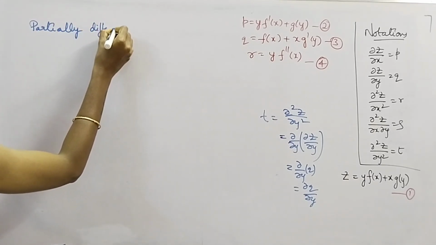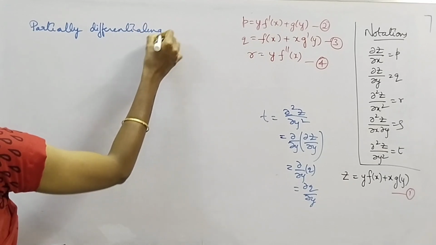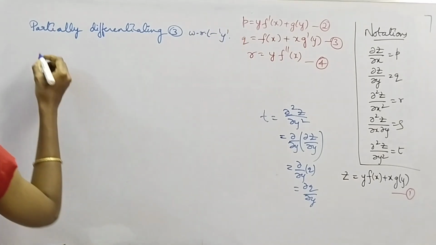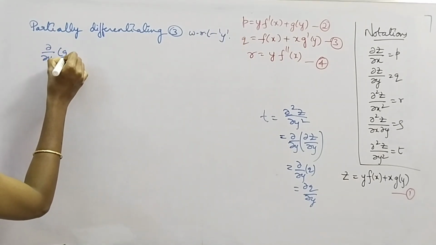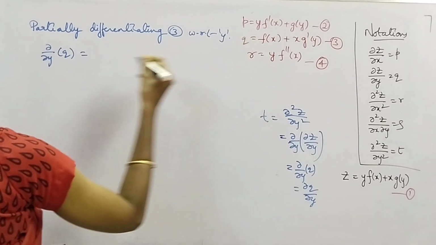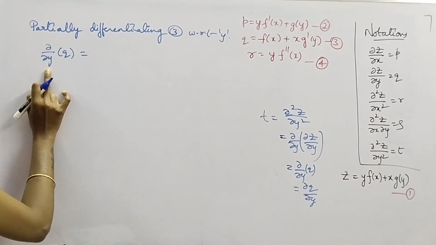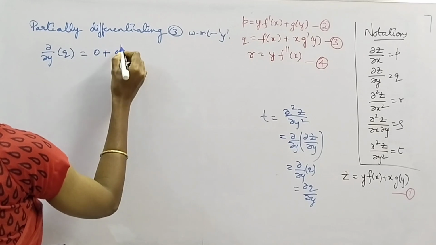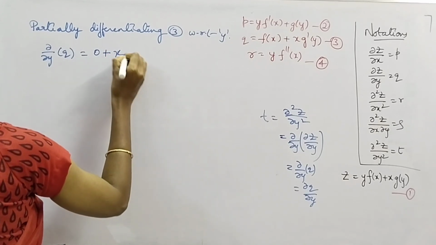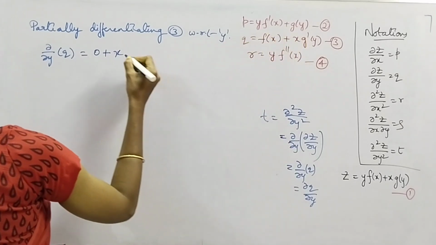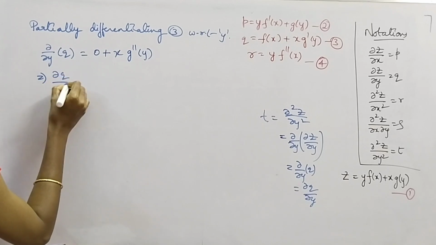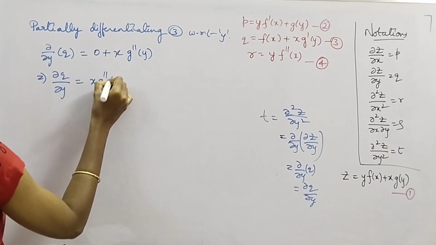Right, now let's partially differentiate q with respect to y. Partially differentiating q, that is equation number 3, with respect to y. Just apply ∂/∂y on both sides of equation 3. Here we are partially differentiating with respect to y, so we'll treat x as constant. So the partial derivative of f of x with respect to y is 0, plus constant, here x is constant, x into the partial derivative of g' of y with respect to y, which is g'' of y. This gives us ∂q/∂y equal to x into g'' of y.